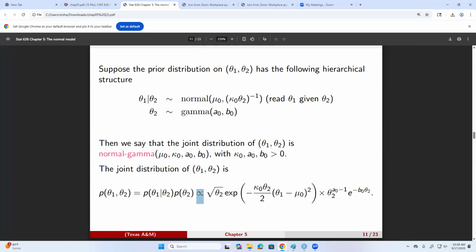I don't need to pay attention to the proportionality constant. It does not involve theta 1, theta 2. It only involves these hyperparameters. And these hyperparameters are known. Practitioners will specify the hyperparameters.